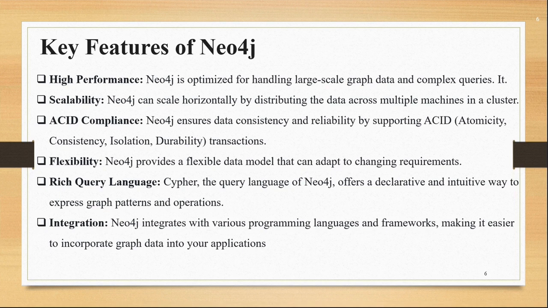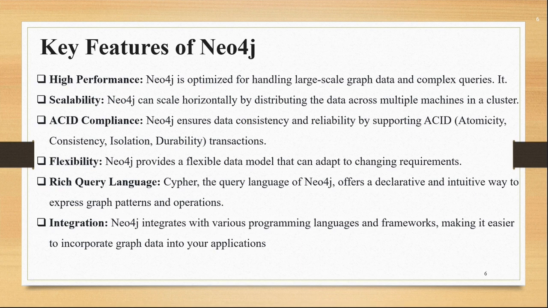Moving on to the next feature, that is ACID compliance. Neo4j ensures data consistency and reliability by supporting ACID, that is atomicity, consistency, isolation, and durability transactions. Moving on to the next feature, which is flexibility. Neo4j provides a flexible data model that can adapt to changing requirements. You can easily add or modify nodes, relationships, and their properties without affecting the overall structure of the graph.